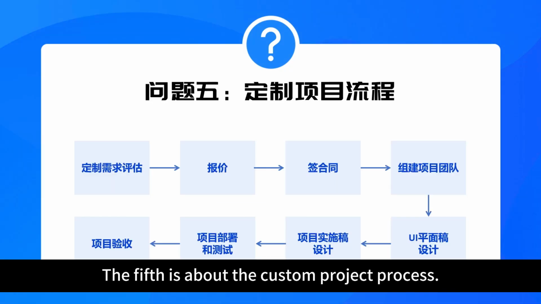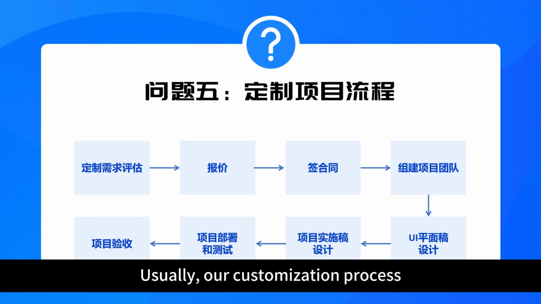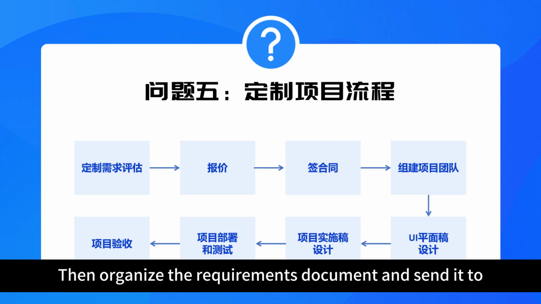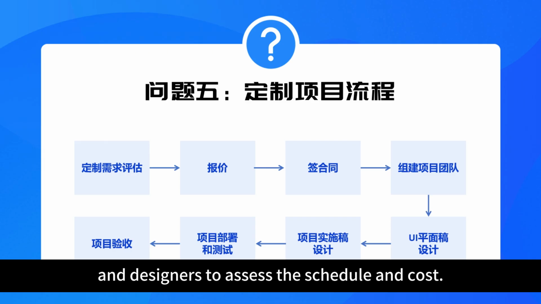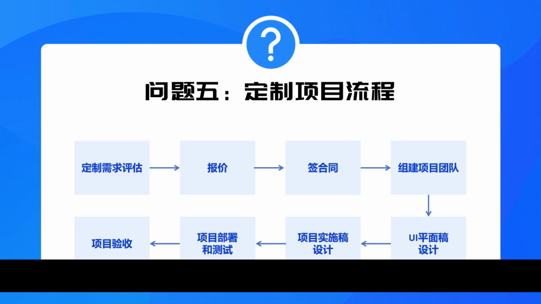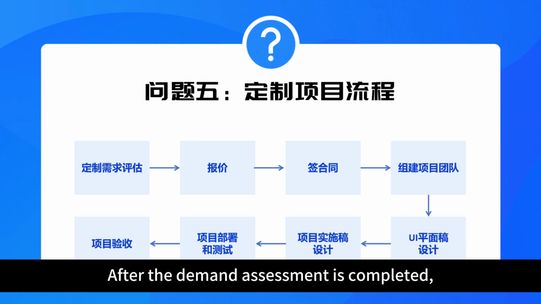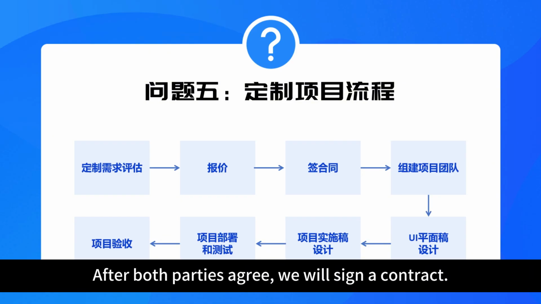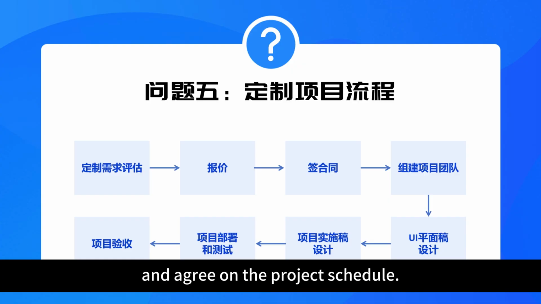The fifth is about the custom project process. Usually, our customization process consists of the following parts. First, the business manager will discuss the project requirements, then organize the requirements document and send it to engineers and designers to assess the schedule and costs. After the demand assessment is completed, the business manager will give you a quotation. After both parties agree, we will sign a contract and agree on the project schedule.